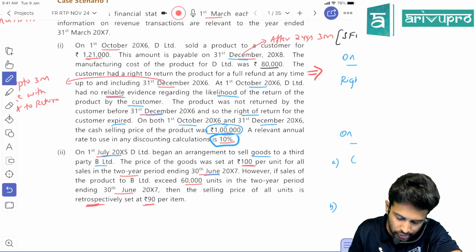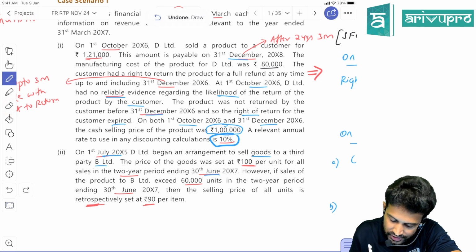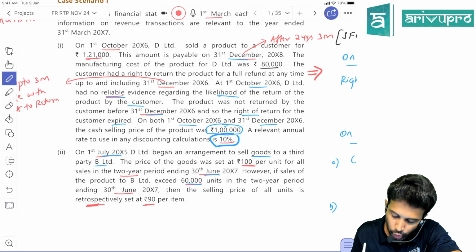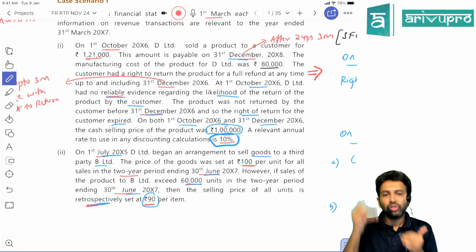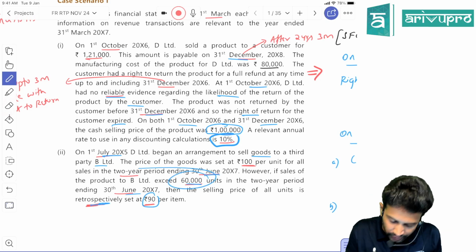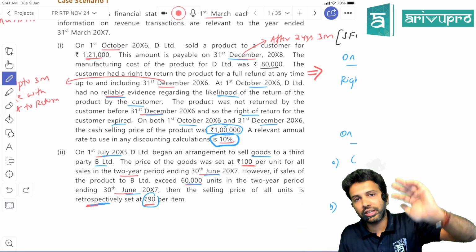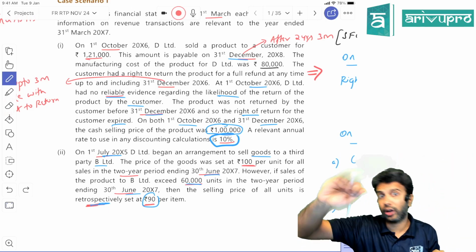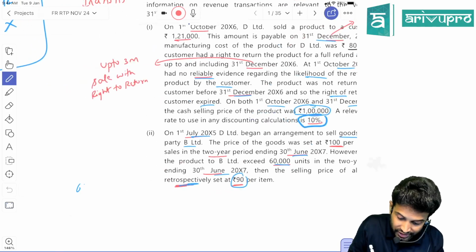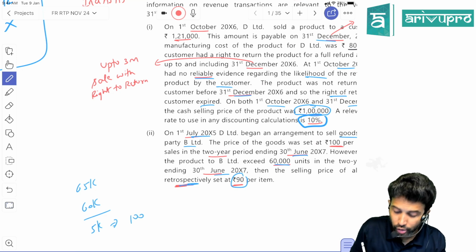Okay, great. From here, 1st July 20x5 to, if you count 2 years, that will become 30th June 20x7. However, if the sales of the product exceed 60,000 units in the 2-year period ended 30th June 20x7, then the selling price of all units retrospectively will be set at 80 per unit. So we have told the customer, if you buy more than 60,000 units during the 2 years put together, if the number of units which we sell to the customer exceeds 60,000, then the price will be retrospectively, not for the extra unit. Okay, suppose you sell 65,000 units, the benchmark is 60, extra is how much? 5,000. This extra alone you will not sell at 90.